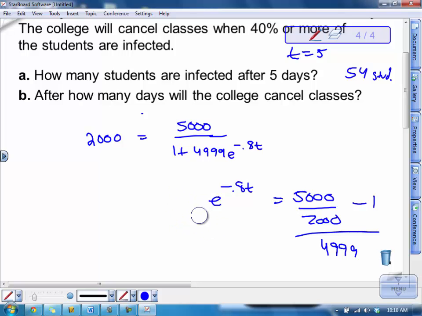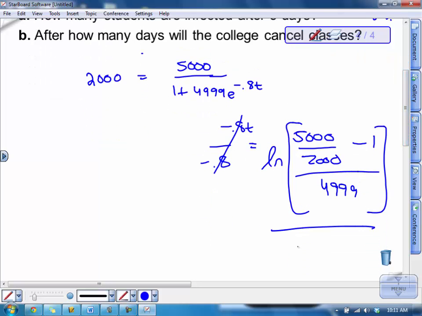And then let's take the natural log of both sides, which gets rid of the e. Then I have negative 0.8t. Let's divide both sides by negative 0.8. That gives me just t. I'm going to divide both sides by negative 0.8 now, and that should give me my answer for t.